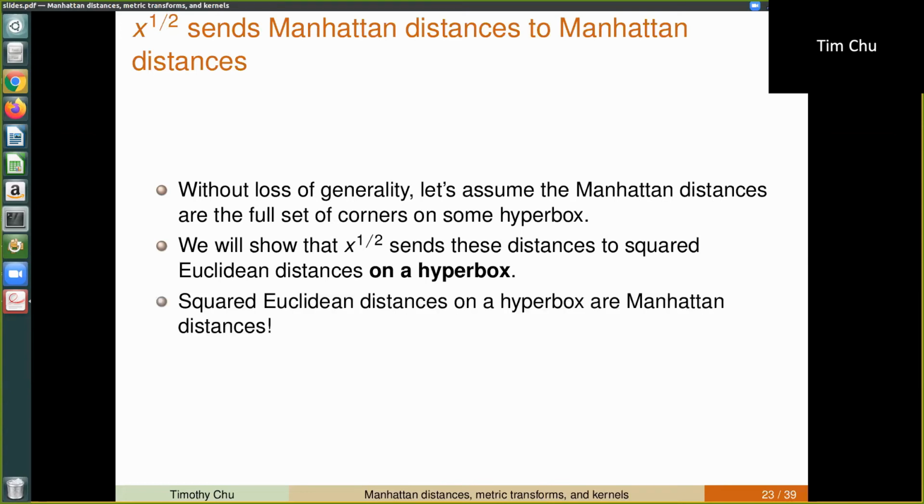And I claim that squared Euclidean distances on a hyperbox are just Manhattan distances. Now, this is a fact that you can verify pretty easily through the Pythagorean theorem. So that'll be a puzzle I'll leave for you for after this lecture. Why should squared Euclidean distances on a hyperbox be Manhattan distances?